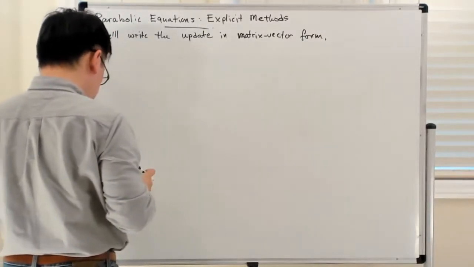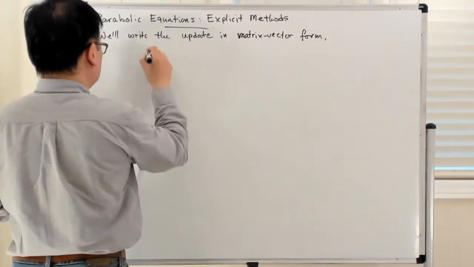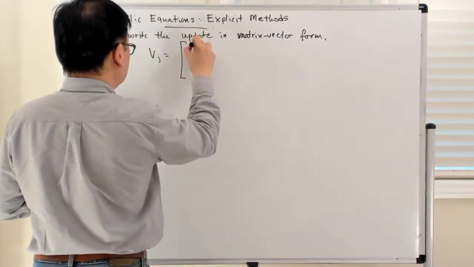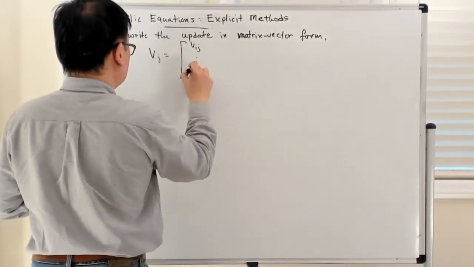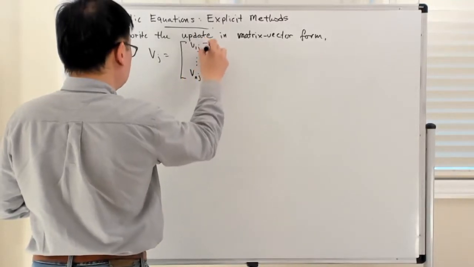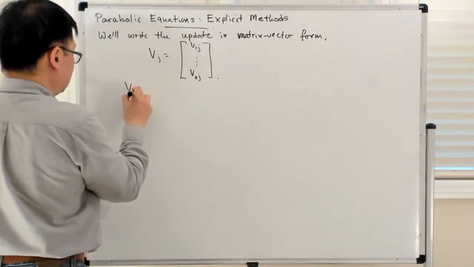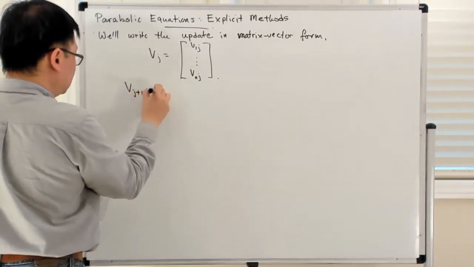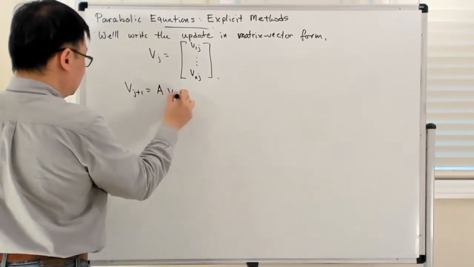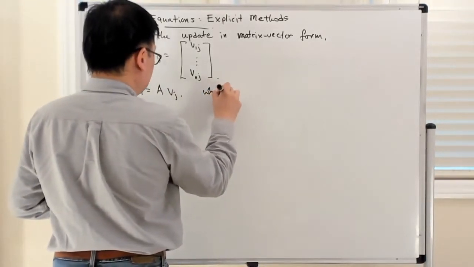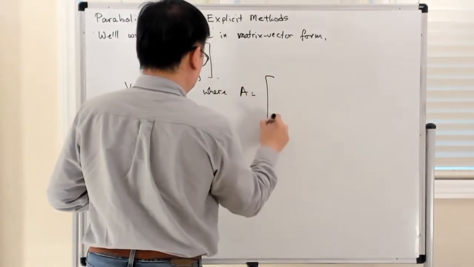Okay, so let's call the vector of data Vj. So this is V1j all the way up to Vnj. All right, then I can write the update as Vj plus 1 is equal to A times Vj, where this A matrix is the following matrix.